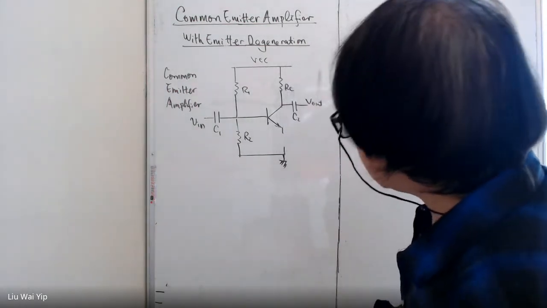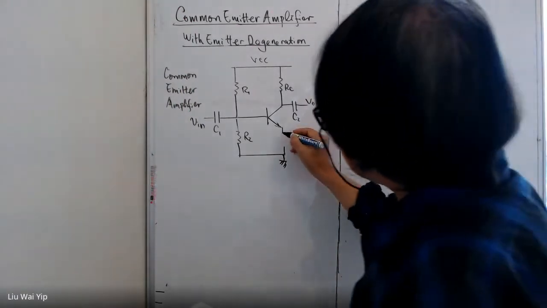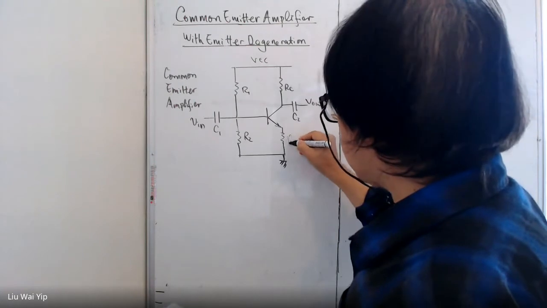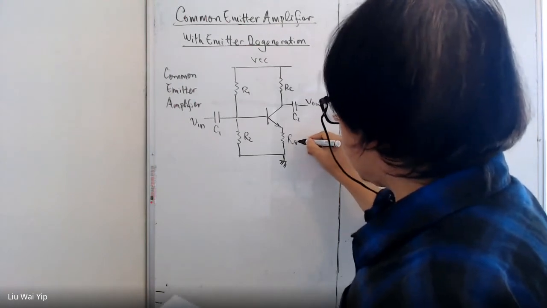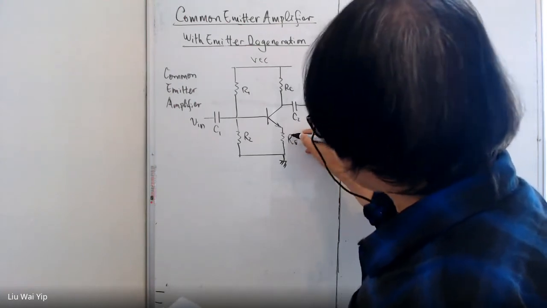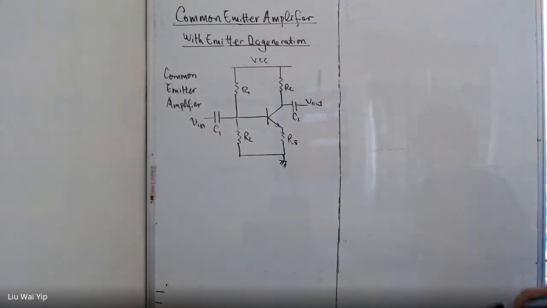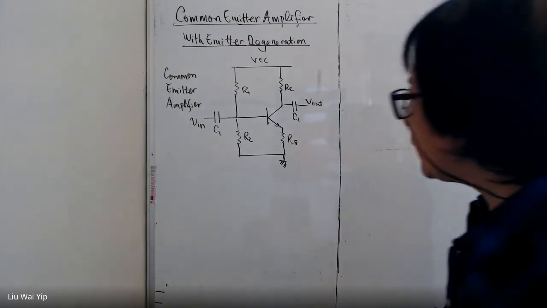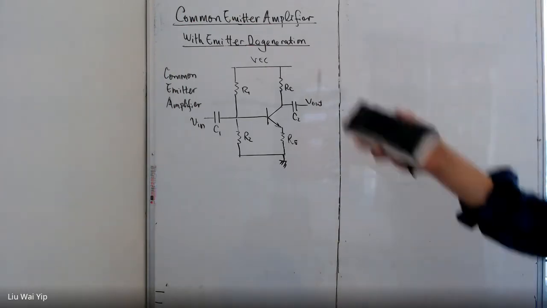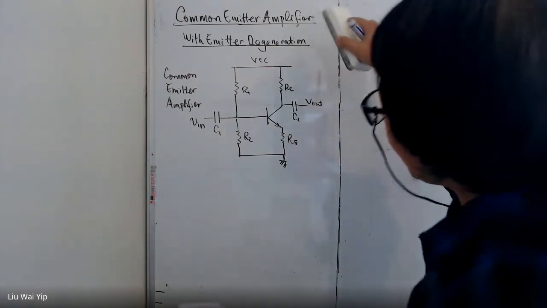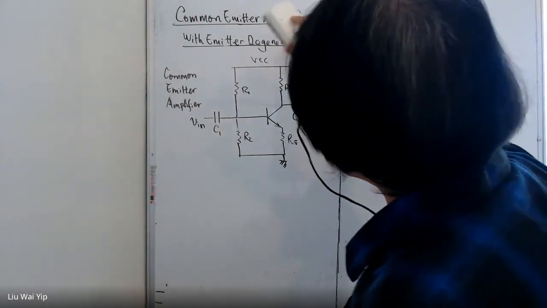And I can tell you, by adding the resistor here, the circuit will undergo a very substantial change. It's not a trivial change. So this is not going to be common emitter amplifier anymore. It is common emitter amplifier with emitter degeneration.